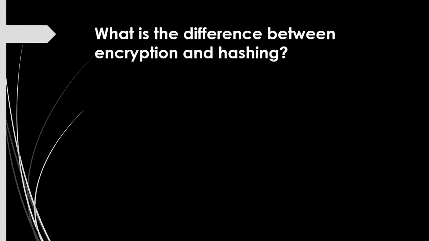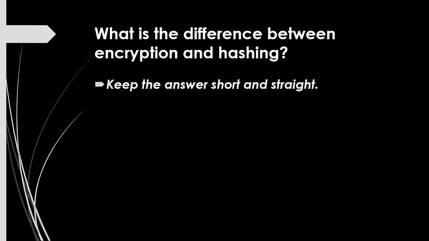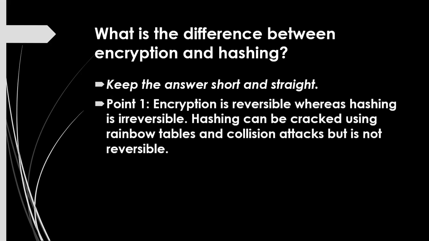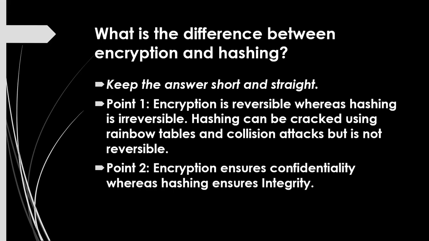Next question. What is the difference between encryption and hashing? Keep the answer short and straight. Point 1. Encryption is reversible, whereas hashing is irreversible. Hashing can be cracked using rainbow tables and collision attacks, but is not reversible. Point 2. Encryption ensures confidentiality, whereas hashing ensures integrity.